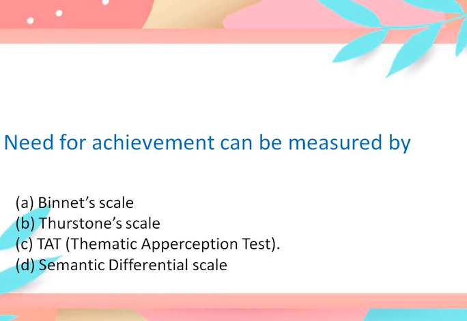Need for achievement can be measured by Binet scale, Thurstone scale, TAT, thematic apperception test, D. Semantic differential scale. The correct answer is C. TAT, thematic apperception test. Need for achievement can be measured by TAT.